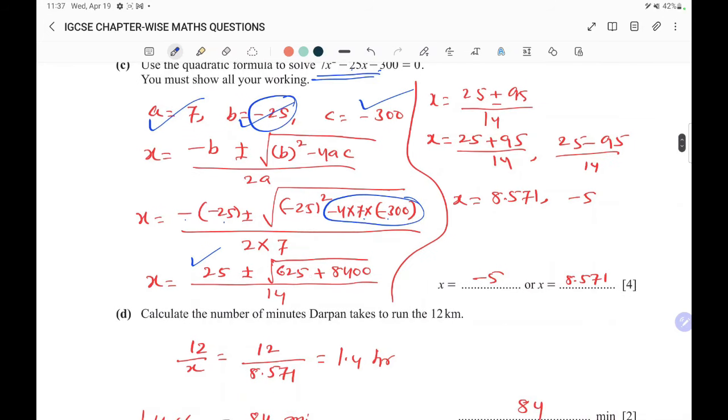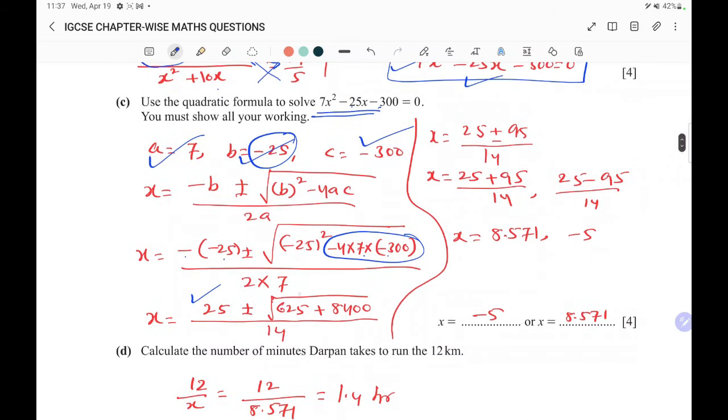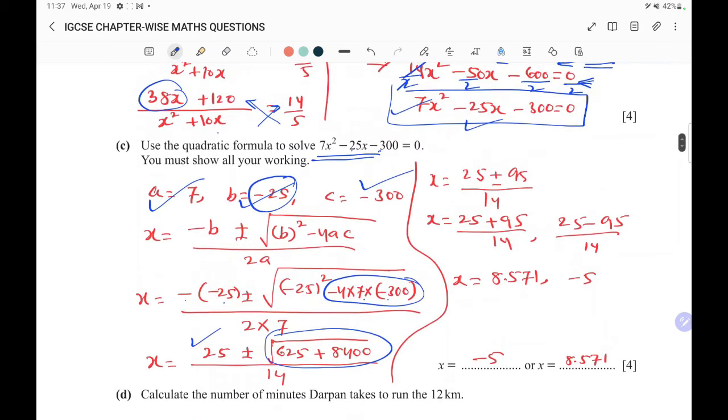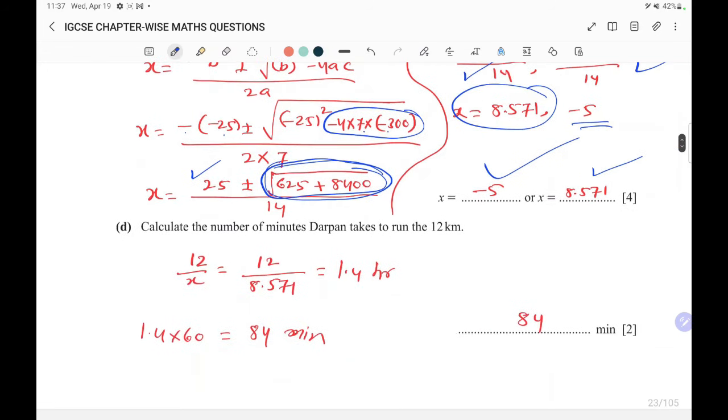Now 25 plus or minus the root of 625 plus 8400, just calculate here using a calculator. So 25 plus or minus, you will get 95. Okay, this value will be 95. Now 25 plus 95 over 14, and 25 minus 95 over 14. When you solve this, you get 8.571, and the next is minus 5. So minus 5 and 8.571 will be the answers.